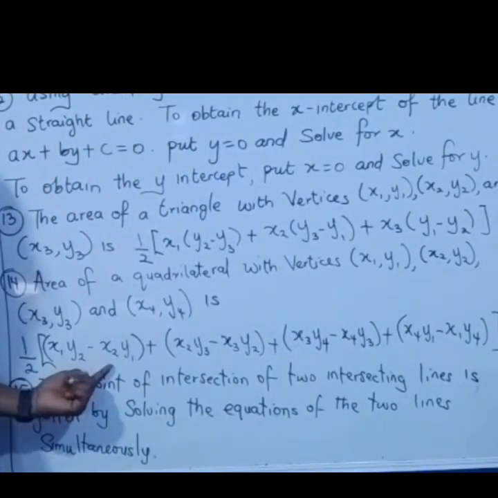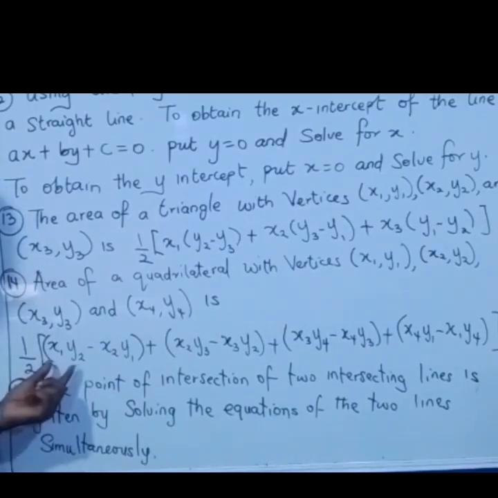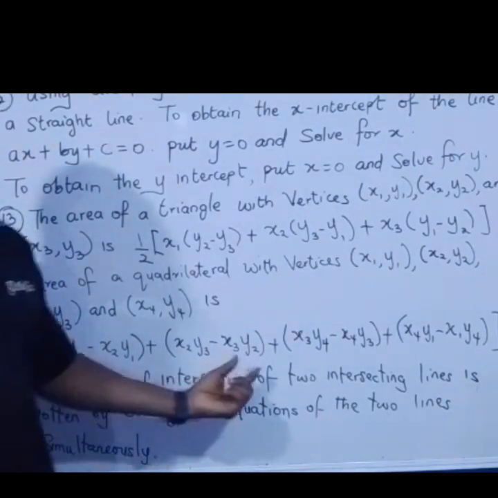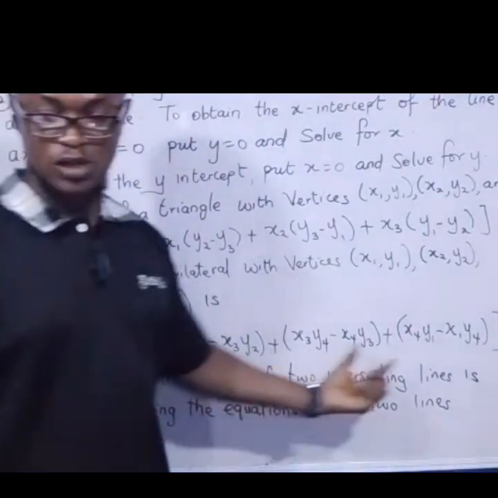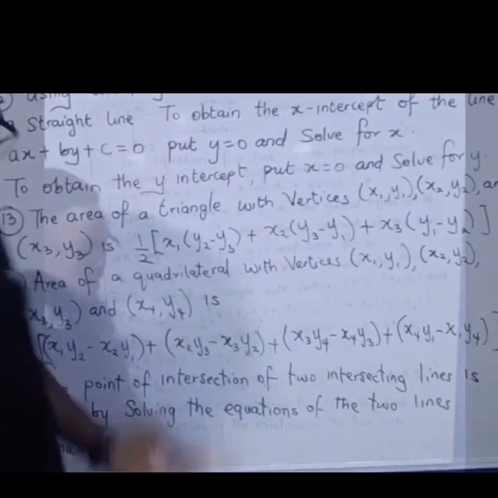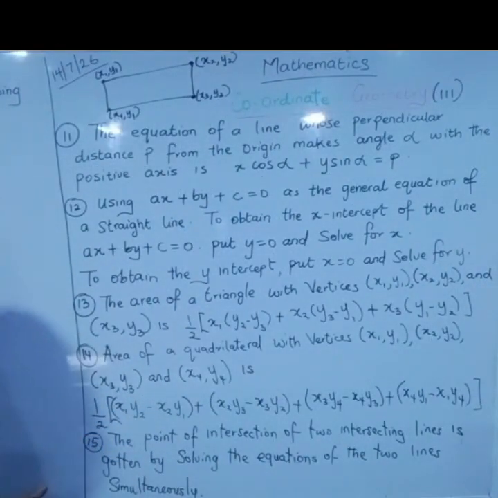What you subtract is just the same thing, but you are exchanging it. So if you do 1, 2 here, you do 2, 1 here. If you do 2, 3 here, you do 3, 2 here. If you do 3, 4 here, you do what? 4, 3. If you do 4, 1 here, you do what? 1, 4. So that's the sequence for a quadrilateral. So you just know that it's not like the triangle where x is on its own. This one is x1 y2, x2 y1, like that.